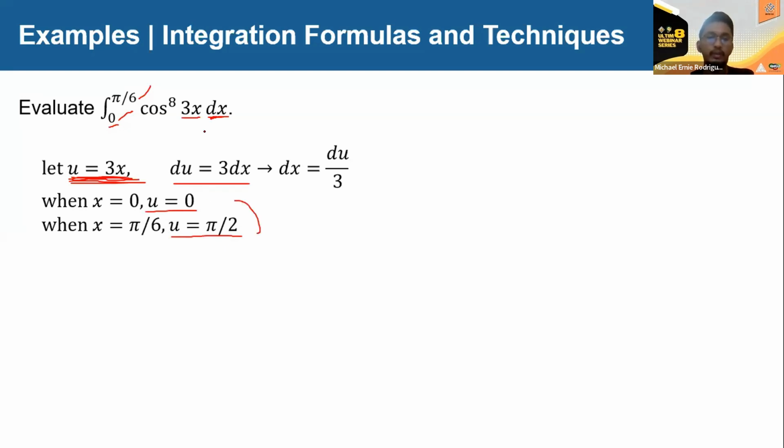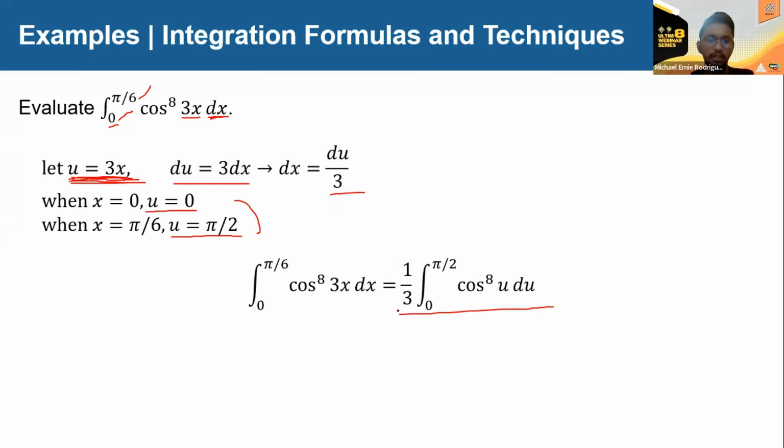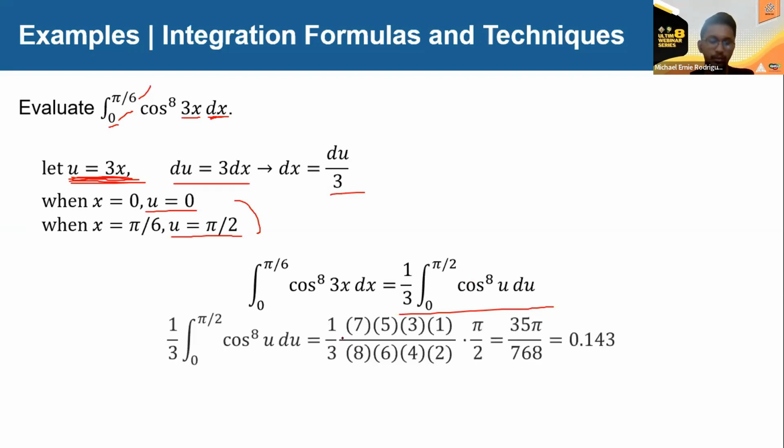So we can now use the Wallis formula. So magiging, okay, 1 du over 3 at ito. So magiging 1/3 times the integral of cosine raised to 8 u du. Okay? And then, du over 3, nilabas ko yung 1/3. And then, our limits now is from 0 to pi over 2. Okay? And then, anong kasunod dito? We can apply yung Wallis formula. Okay? So, we have 1/3 times, we have, this is n.